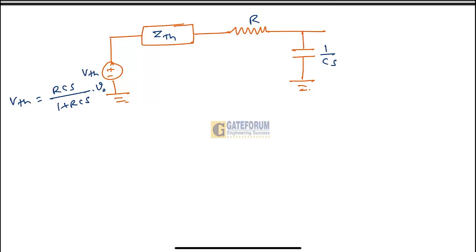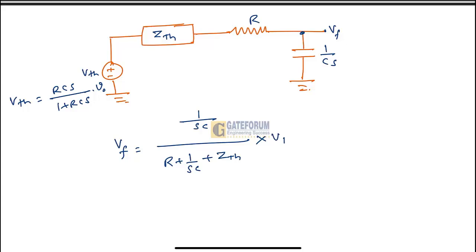So we had calculated ZTH and VTH, we can use them here to find this VF. So VF is equal to what? VF is the voltage across this capacitor where it is shown as 1 by SC, so that voltage is called the VF voltage. So VF is equal to 1 by SC divided by R plus 1 by SC plus ZTH into this VTH.